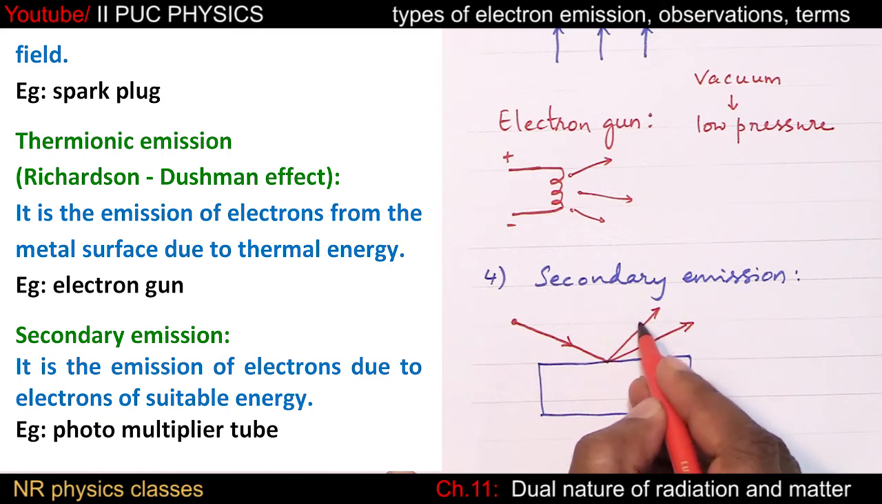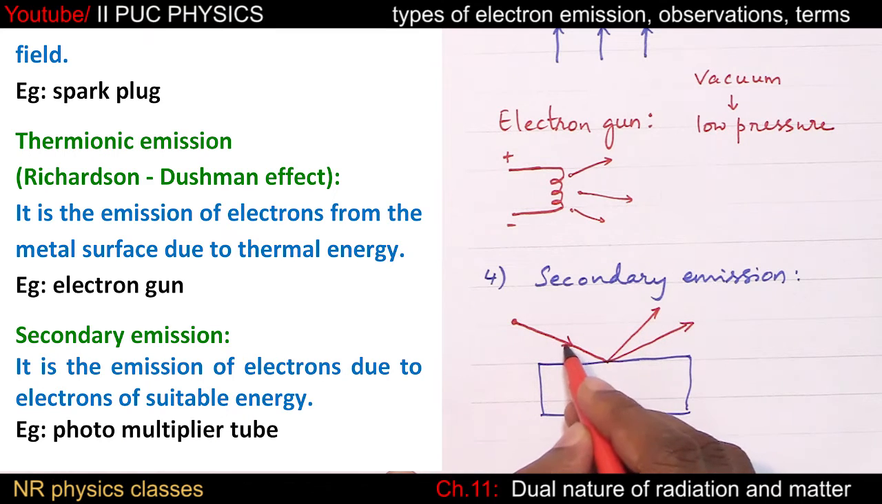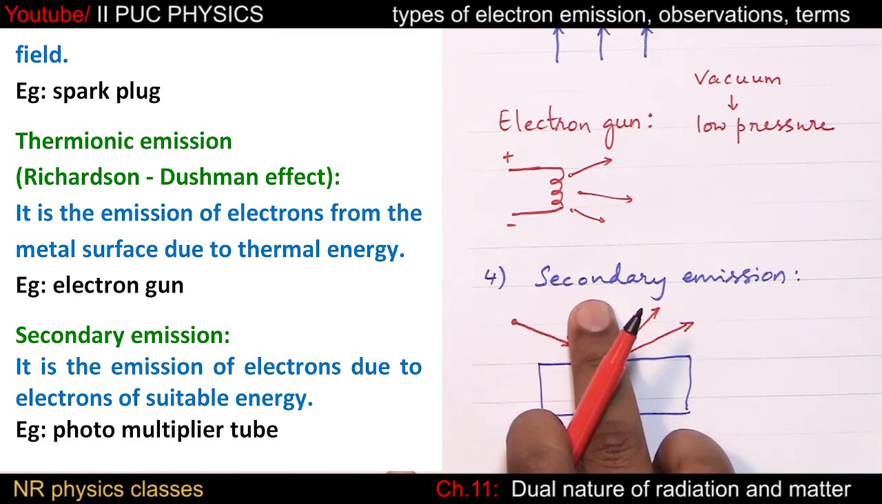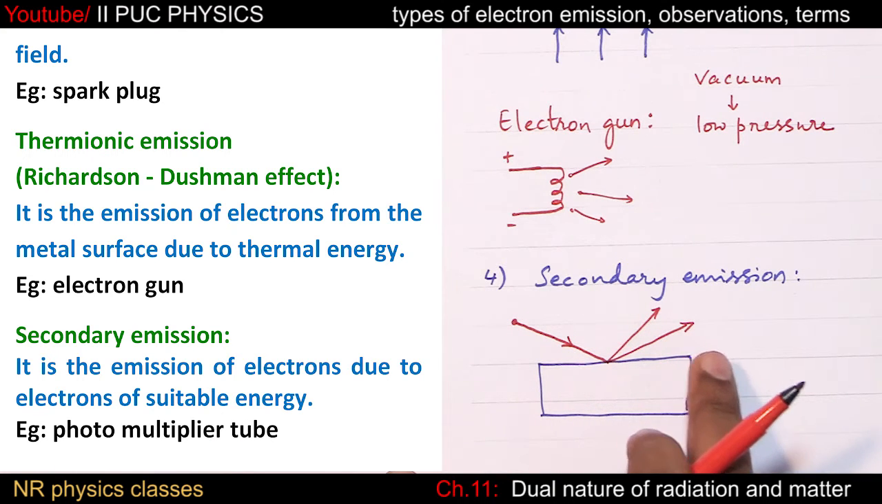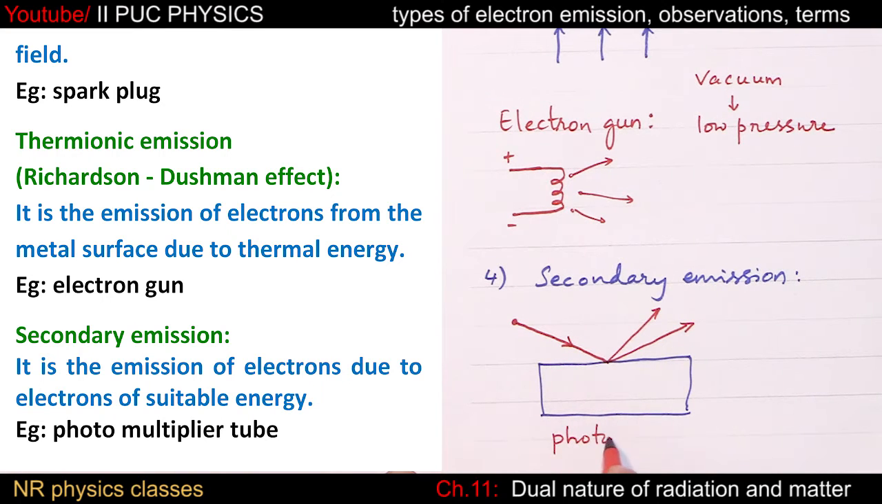So using electrons, electrons are removed. This is called secondary emission. An example for this type of emission: photomultiplier tube. In nuclear physics, this photomultiplier tube is used.